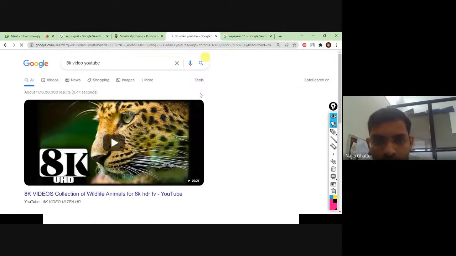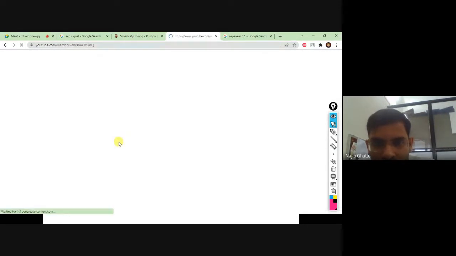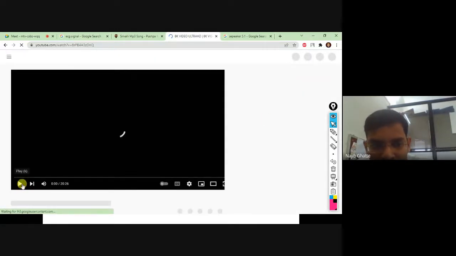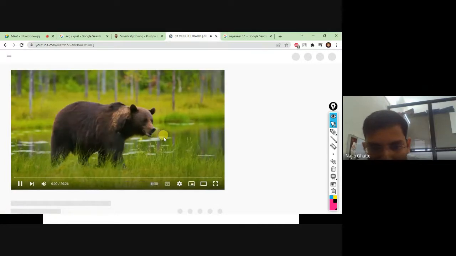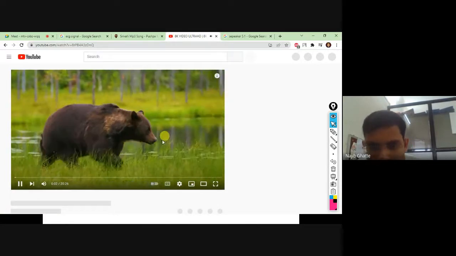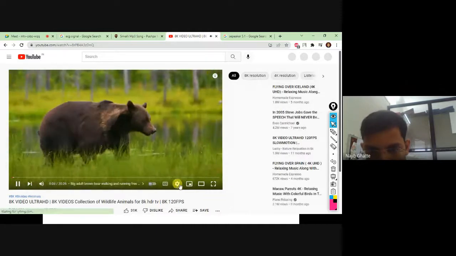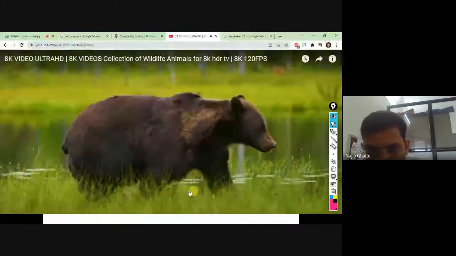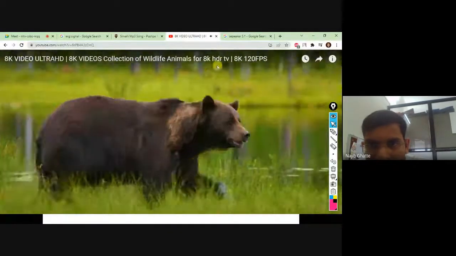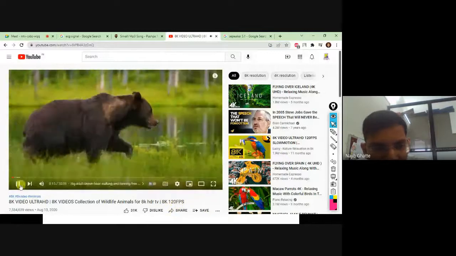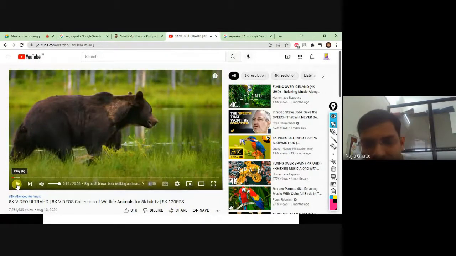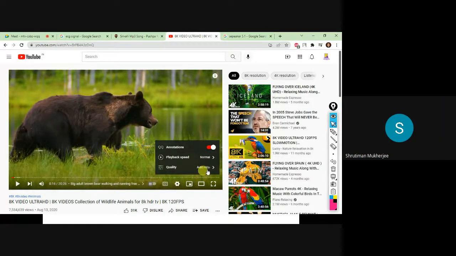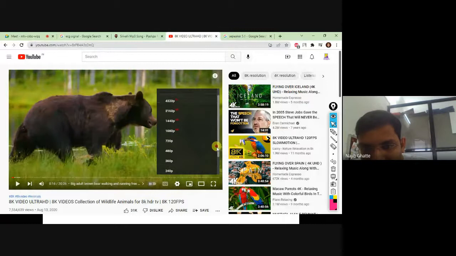Generally, if you go to a mall or somewhere, you might have noticed this, they keep TVs on display and you check over there the quality of the TV. Fine. Just have a look over here, sir. 8K HDR TV, 120 FPS. Okay, what's the meaning of 120 FPS, sir? 120 frames per second. Exactly, 120 frames per second.